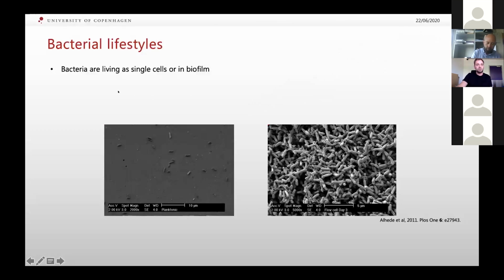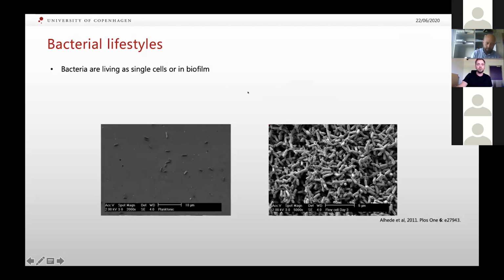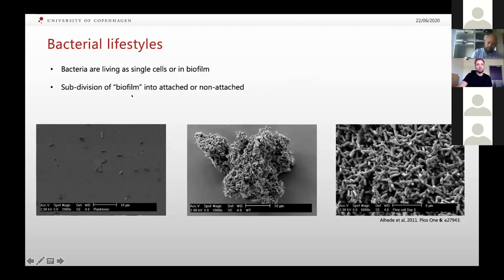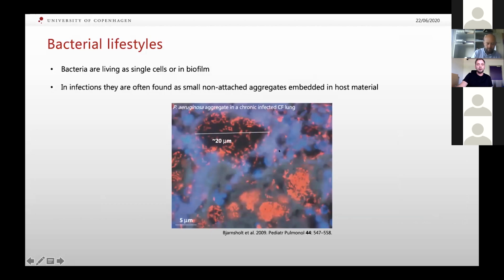As Thomas also said, bacteria are living either as single cells or in biofilm. And in nature, they can form biofilms as large patches covering surfaces and encased in self-produced matrix components. But in infections, you often see small non-attached aggregates that are embedded in either host material or intraluminally and so on. So we have a distinction between the large patches and these small aggregates.